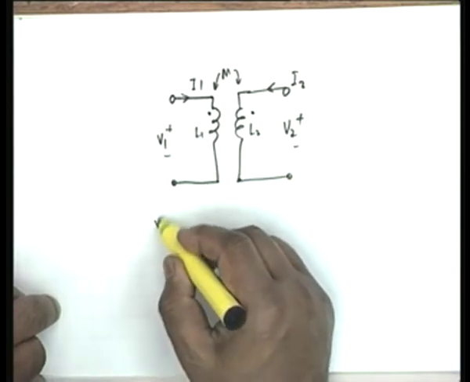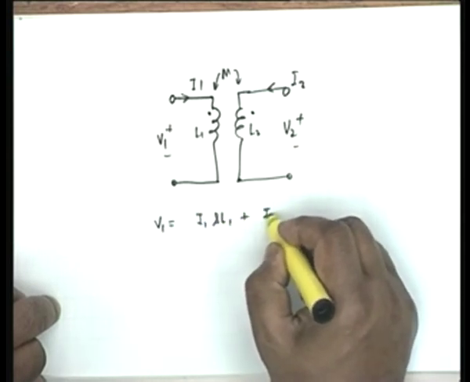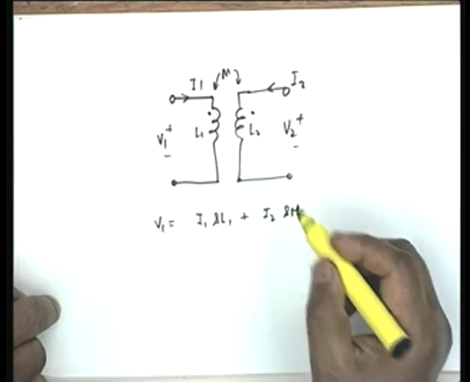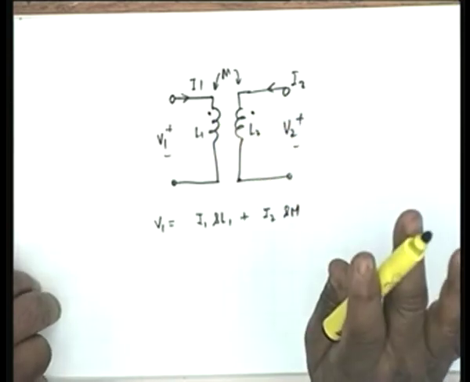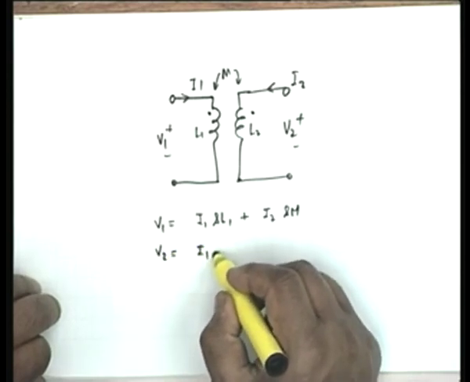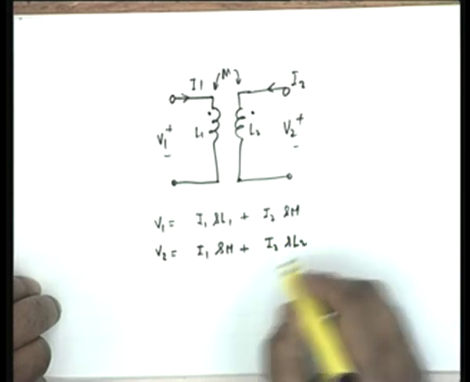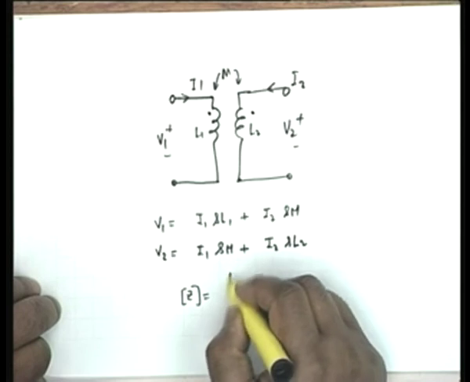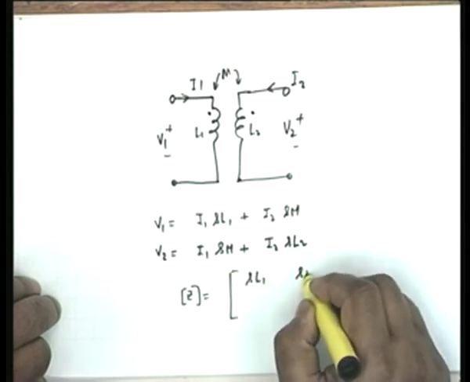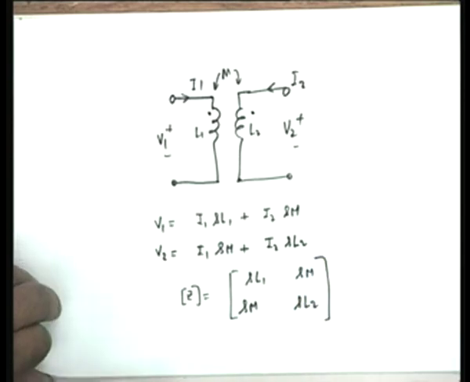Now, it is obvious that if you write the two equations, V1 equals I1 SL1 plus I2 SM, with the currents and the dots agreeing with each other, and V2 equals I1 SM plus I2 SL2. Therefore the Z parameters are SL1, SM, SM and SL2. Agreed? So should we consider resistances also? No, there are no resistances given.